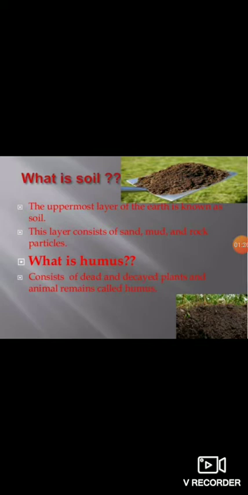So, soil, which is the outermost layer of the earth, is a very important part of our life. This layer, that means soil, consists of sand, mud, and rock particles. Along with it, a black amorphous substance is also present on the uppermost layer of soil, the rotting dead matter in the soil, which is called humus. And this humus consists of dead and decayed plant and animal remains.